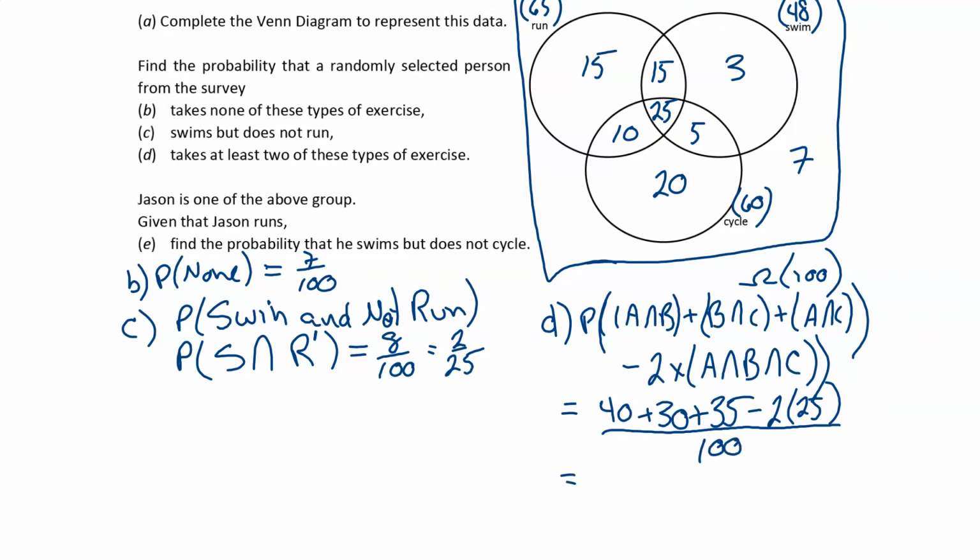When we add it all up, we get 40 plus 30 plus 35 gives us 105, and then we subtract 50 from that, we get 55. So we end up with 55 divided by 100. So the probability that somebody does at least 2 of these exercise types is 55 out of 100, or 55%.